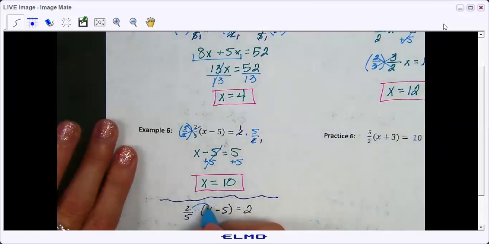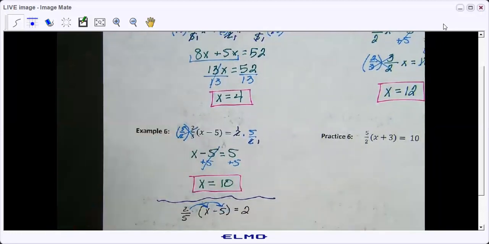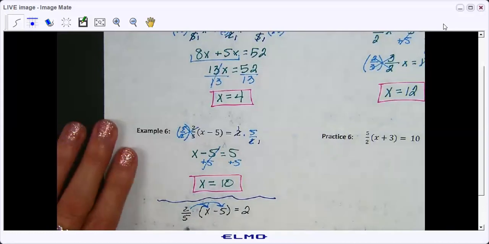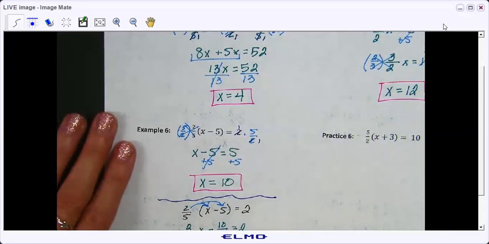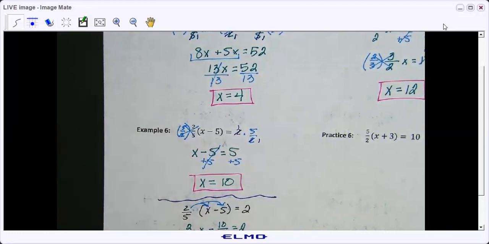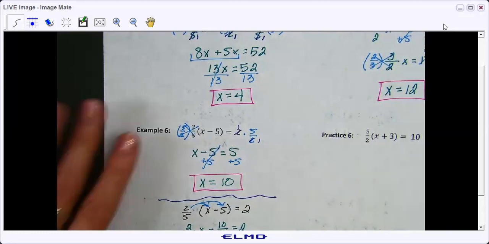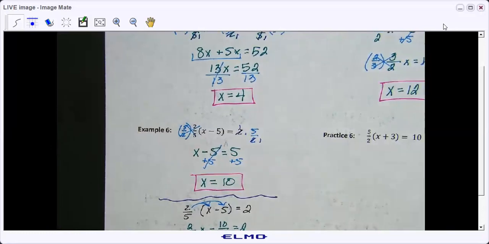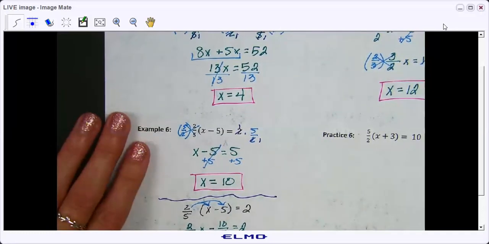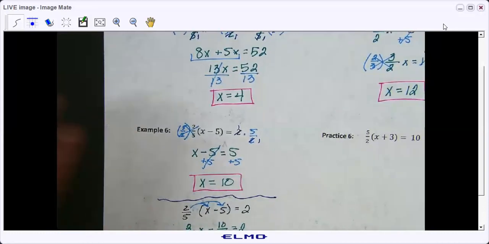We distribute the 2/5 to both terms. And we get 2/5 x minus 10/5. What does 10/5 equal? 2. So I'm going to rewrite this as 2/5 x minus 2 equals 2. Okay. Now I add 2 to both sides. And I end up with 2/5 x equals 4. And now I multiply by the reciprocal.